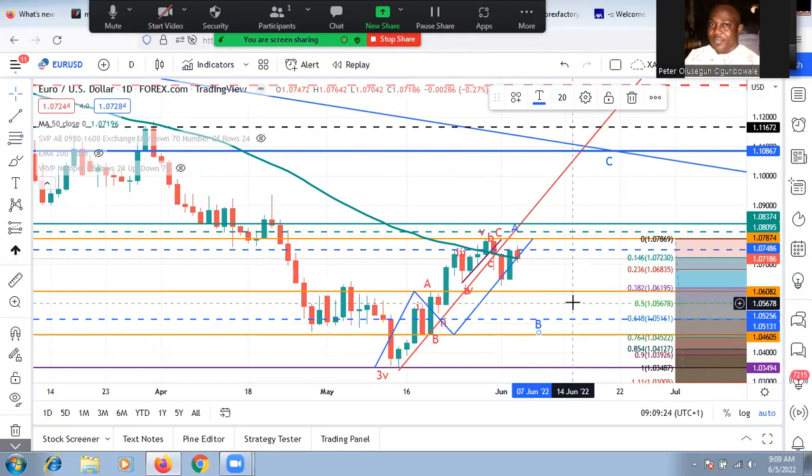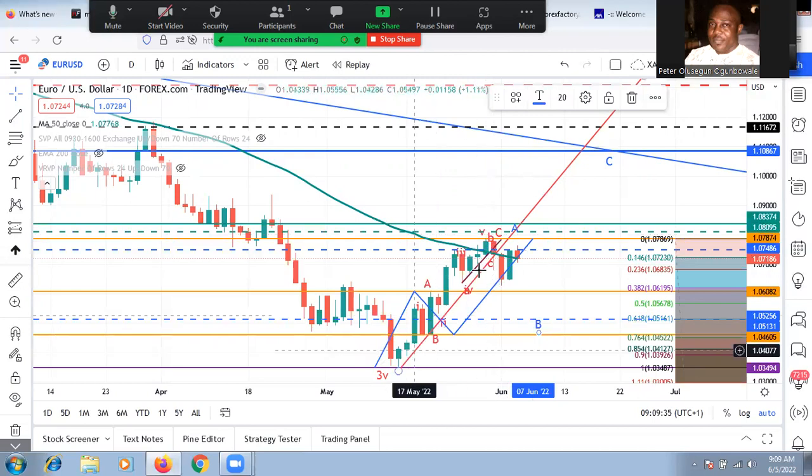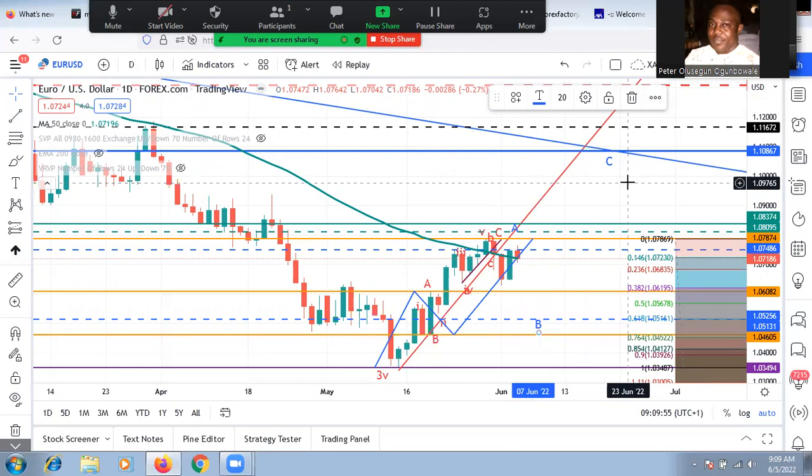It cannot even work for a running flat. 61.8 cannot work for a running flat. Looking at this one, it cannot. This is a zigzag, and we are going to see what's going to be in the middle here, but definitely I'm expecting a flat formation in the middle. This B wave should run like a flat, and the last C leg will run another zigzag to finish.